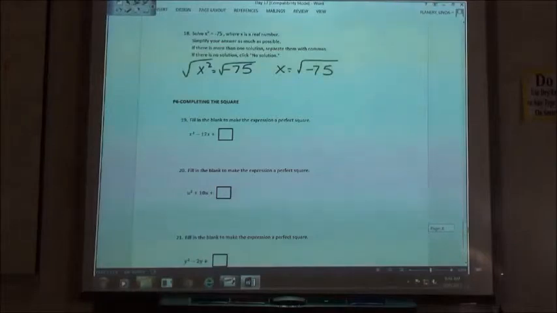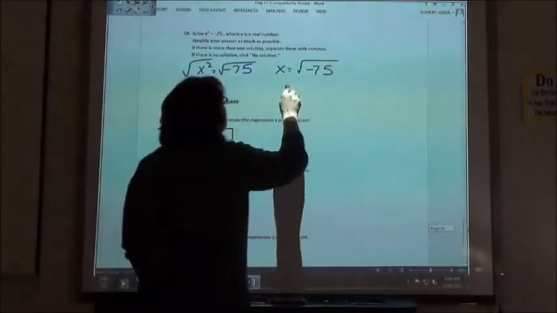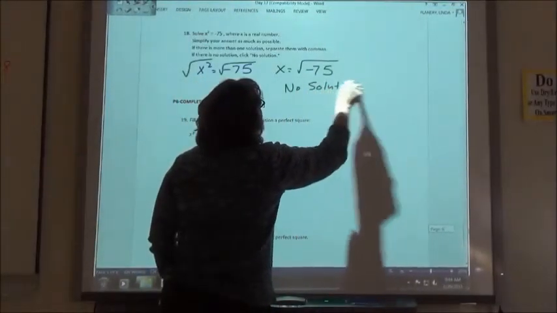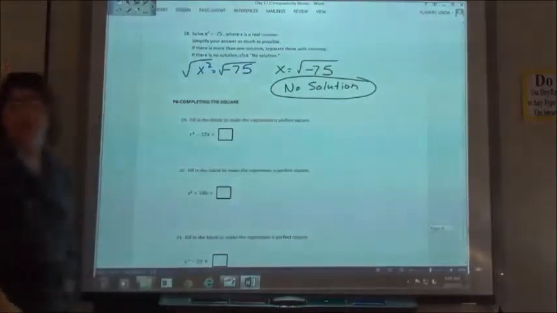No solution. We did do imaginary numbers the other day, but we're not going to do imaginary numbers on these. We're just going to say, oh, I can't take the square root of a negative. I'm going to get no solution.